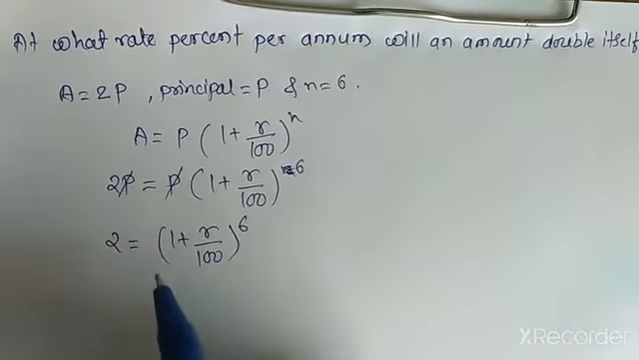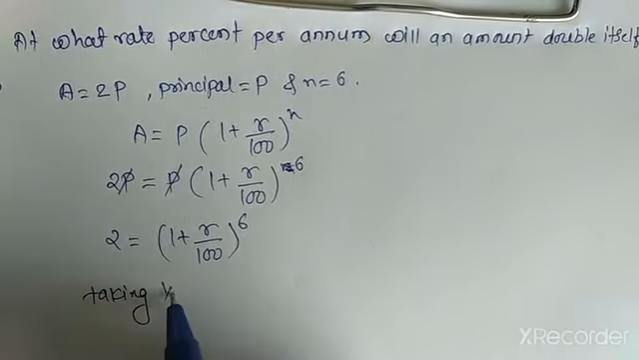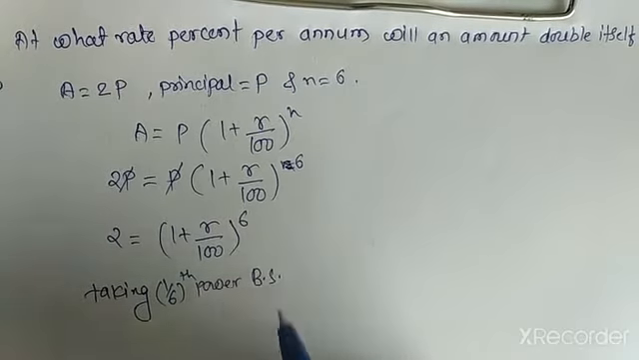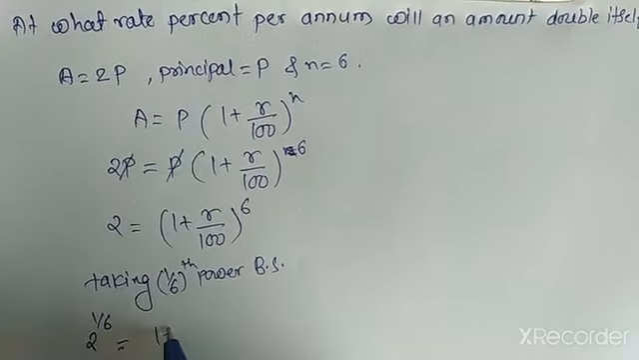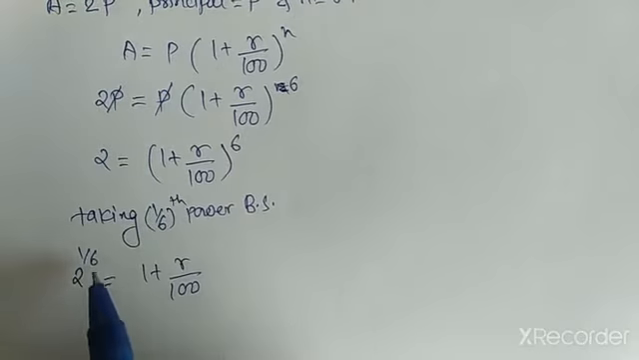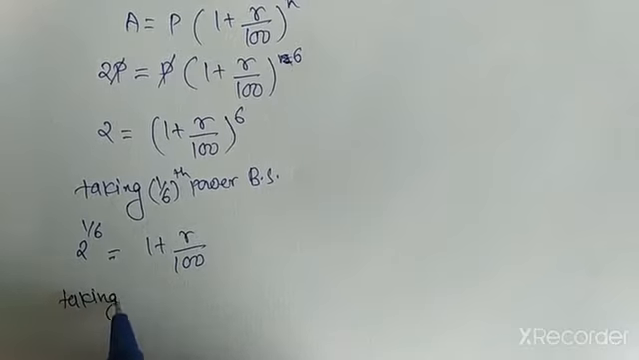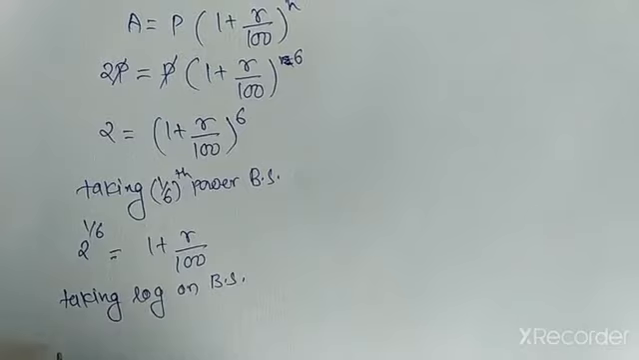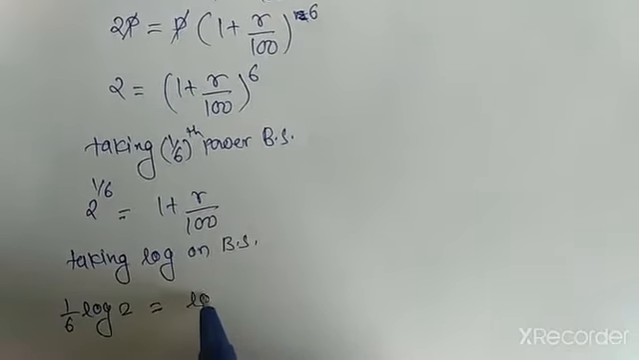So taking 1 upon 6th power on both sides, it will become 2 raised to 1 upon 6 is equal to 1 plus r upon 100, okay. So it can be solved. 2 raised to 1 upon 6, means taking log on both sides, so it will give us 1 upon 6 log 2 is equal to log of 1 plus r upon 100.